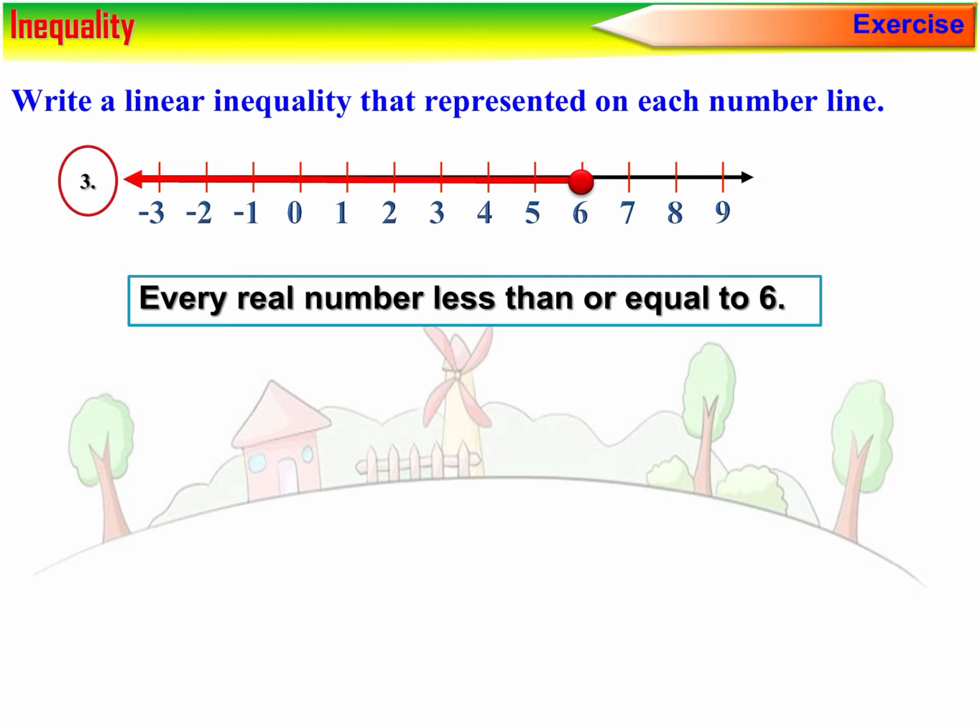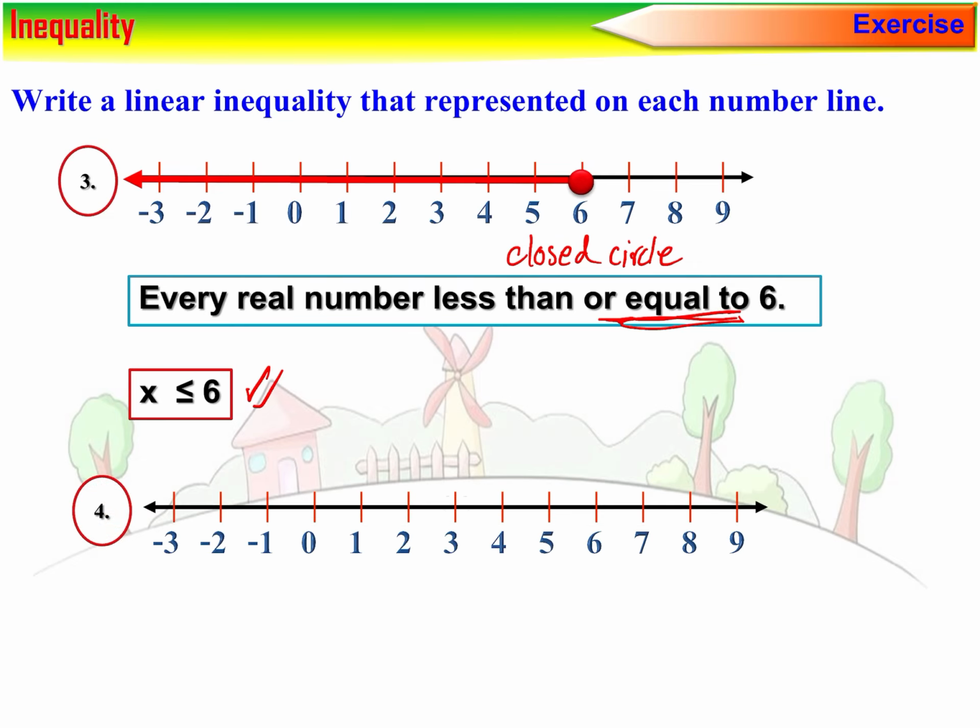Number 4, what about this? Yes, every number that is less than or equal to, don't forget you need to have "or equal to" because you have what we call a closed circle. So it can be the linear inequality like this, right? x less than or equal to 6.